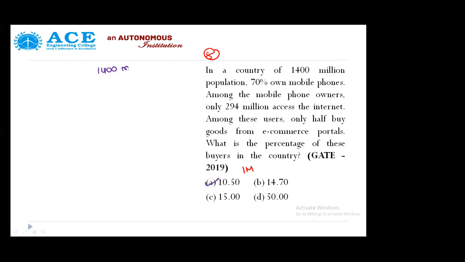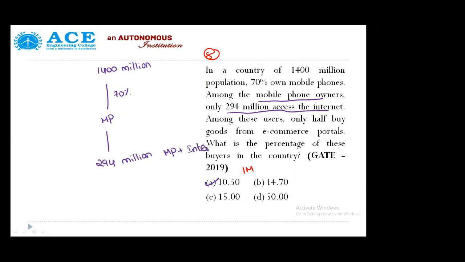So, guys, among 1,400 million, 70% of the people have mobile phones. What is that value? Don't worry. Among the mobile phone owners, 294 million access the internet. So among the mobile phone users, 294. Definitely mobile phone users are more than that. No need to calculate. So these people have mobile phones plus internet. They have internet as well.